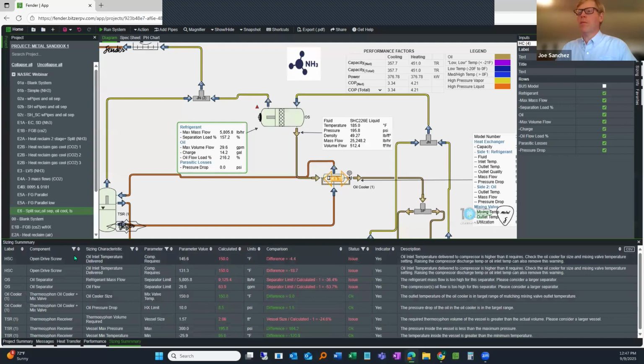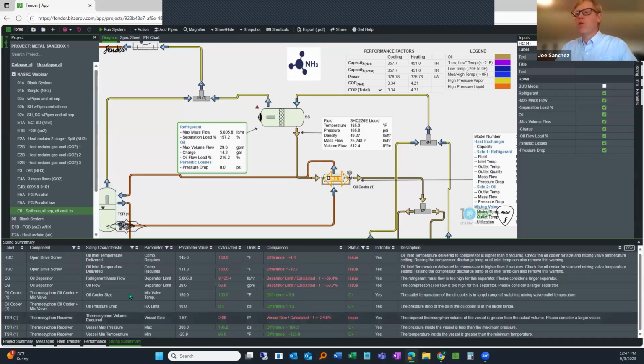We can see that we have a lot of problems, I'll say, with the system. The screws are not receiving the oil temperature that they need. So the oil entering the screws is too high. The refrigerant mass flow in the separator is too high. And the oil cooler is sized correctly for the moment. So let's see what happens here.